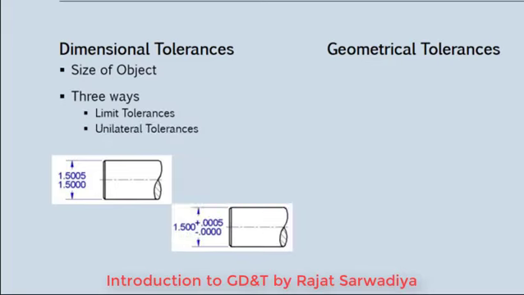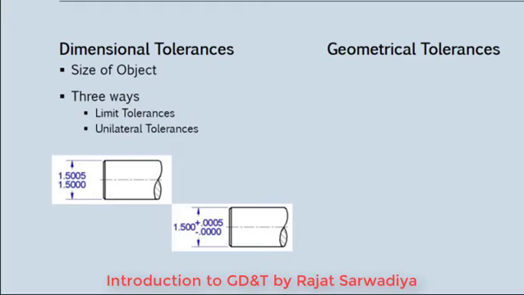Another way is unilateral tolerances. In case of unilateral tolerances, one of the limit values will be the same as the nominal size. As you can see, there is 0.0000 and another value is 0.0005. One of the deviations will be 0. It will be the same as the nominal value of your particular feature.